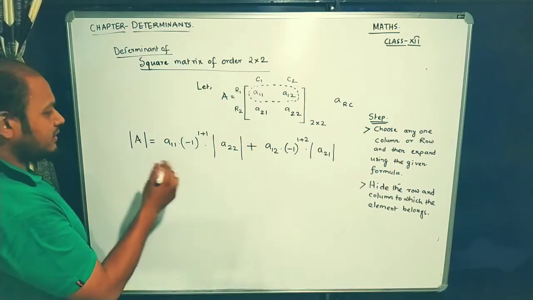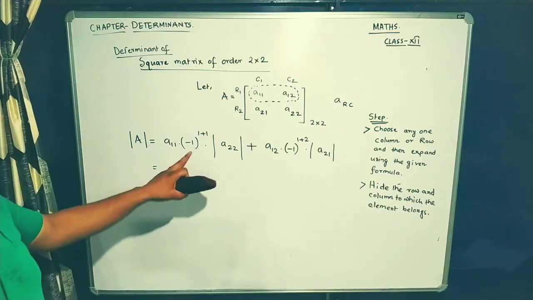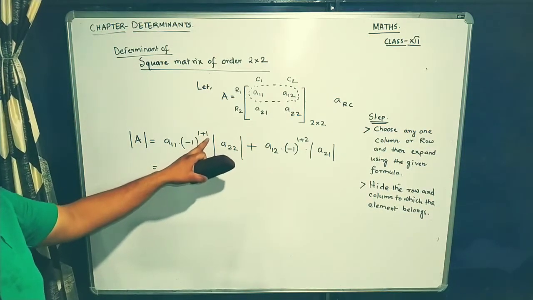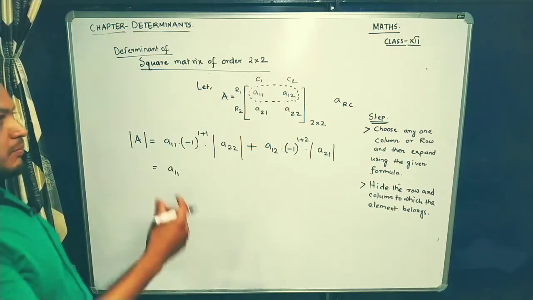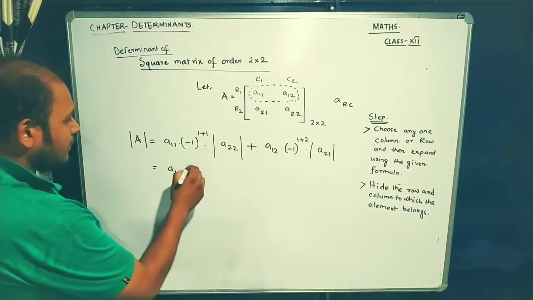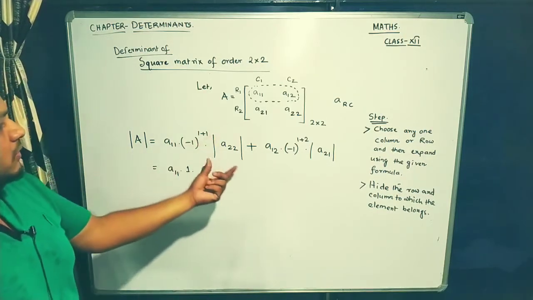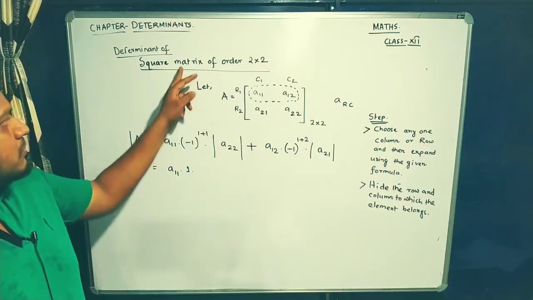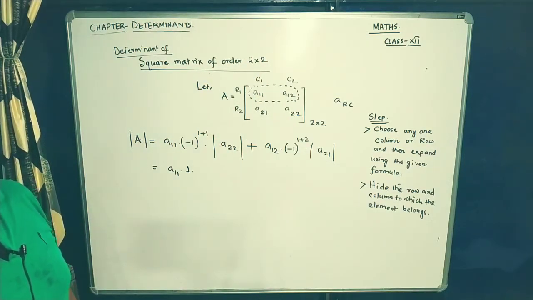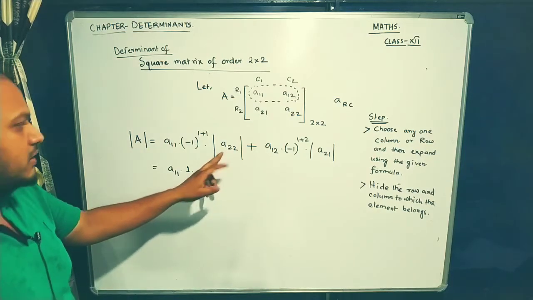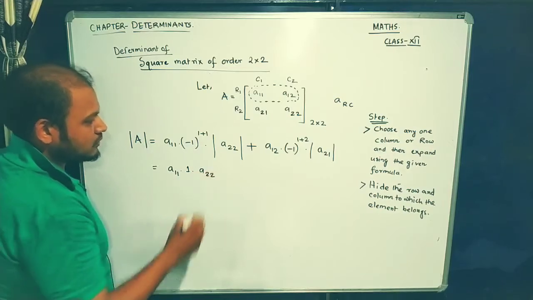Okay, so let's simplify it, and we have A11 into what is minus 1 to the power 1 plus 1. 1 plus 1 is 2. So what is minus 1 to the power 2? Minus 1 to the power any even number will be 1. So this is 1. Then you remember, square matrix of order 1 by 1. What was the determinant of a square matrix of order 1 by 1? It was the element itself, right? So determinant of A22 is nothing but A22 itself.